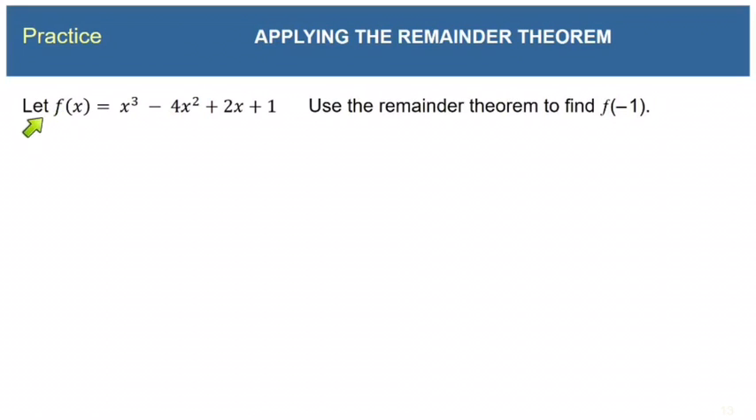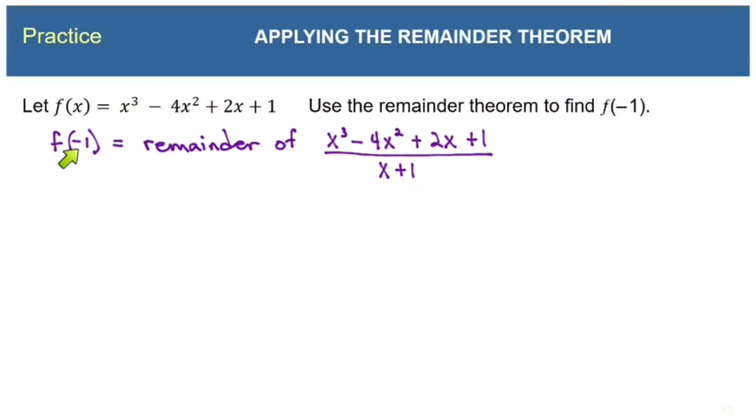So it says, let f of x equal x to the third minus 4x squared plus 2x plus 1. Use the remainder theorem to find f of negative 1. Okay, well that tells me I need to do the synthetic division with negative 1 in the box, and the answer I'm looking for is the remainder. f of negative 1 is the remainder of this division.